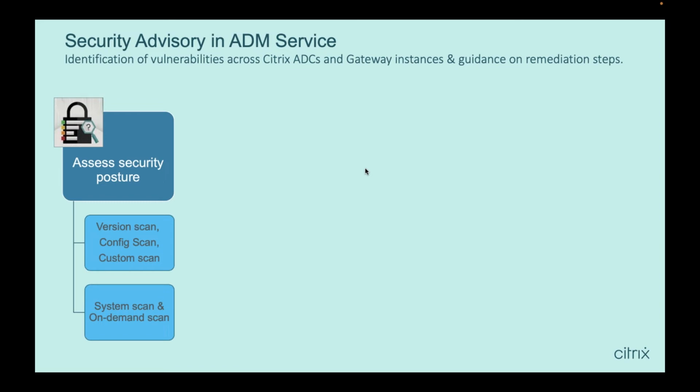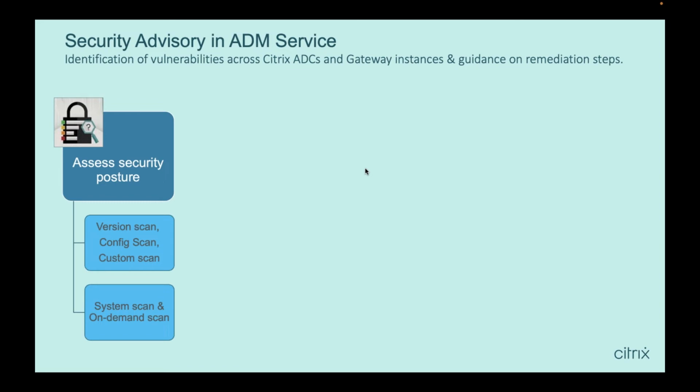ADM also does system scan, that is, it scans all your infrastructure once a week and shows you the upgraded security posture every week and highlights if there are any CVEs that are found. So as a customer, if you want to initiate the scan, ADM also helps you do that with the help of on-demand scan. So say at any point of time you want to have an upgraded security posture of ADC instances, you can do that with the help of on-demand scan.